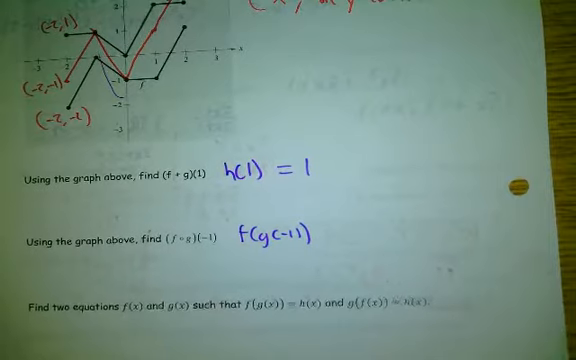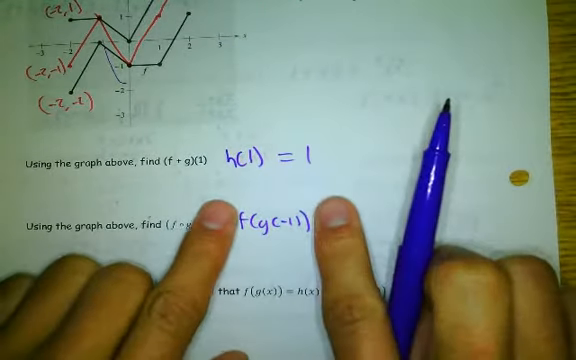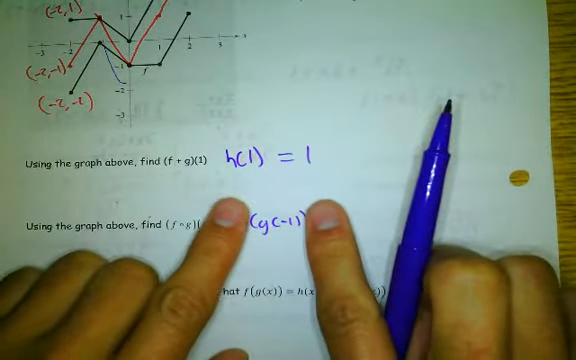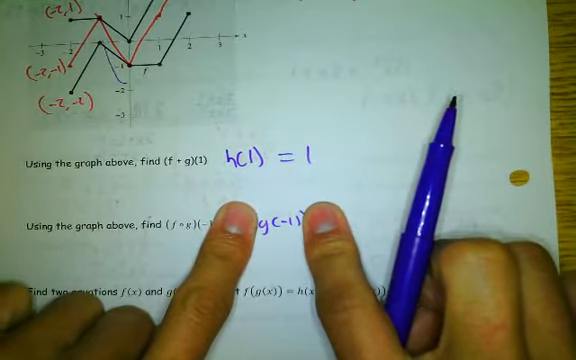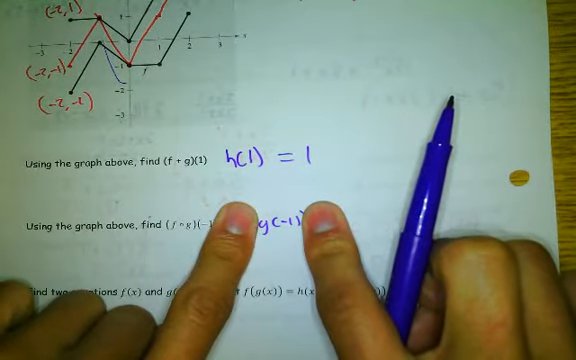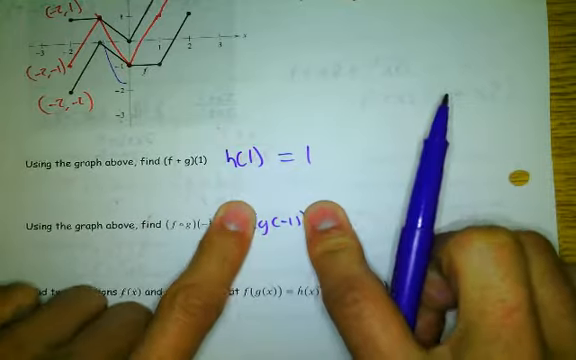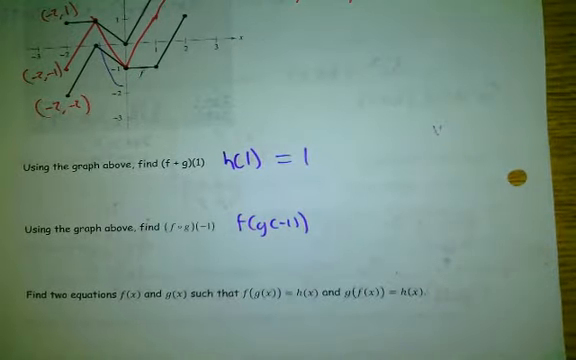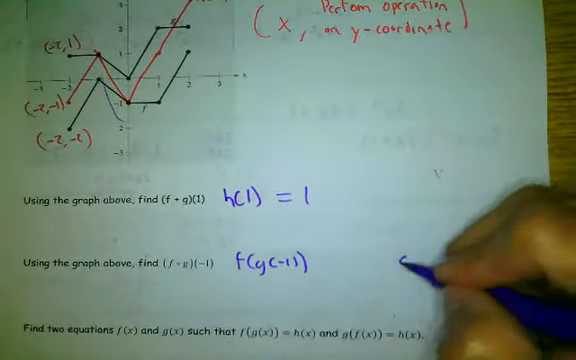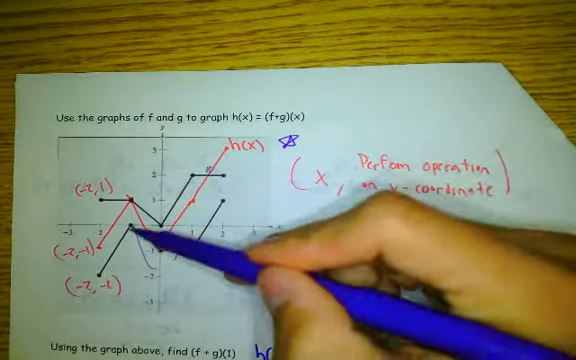Can you figure out what g of negative 1 is? What is it? Let's do that. So we know that g of negative 1, if we go to the graph, is 1. Agreed? This is an equivalent statement, right? So what if instead of writing this, I write it like this?